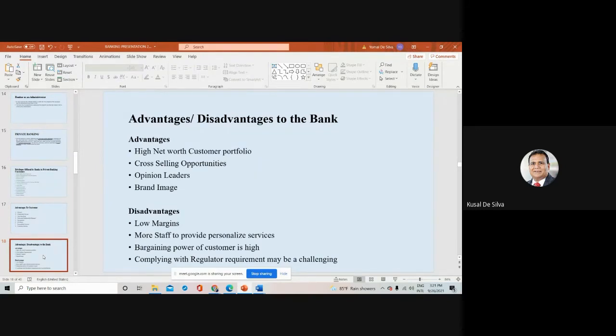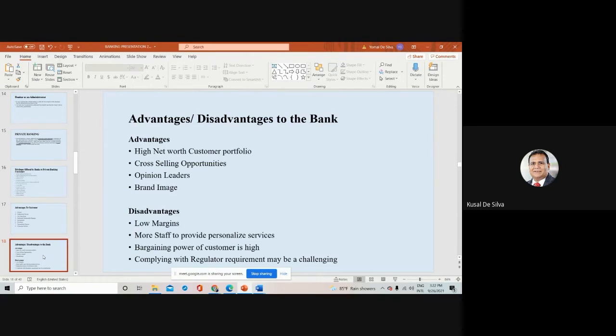Because that all depends on the level of experience that you provide through private banking to that particular customer. Then there is your brand image, which we have also discussed. The brand image sometimes goes up when all the top people are associating with your brand. Then they talk highly about you.